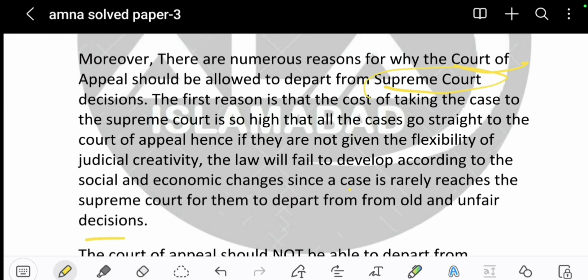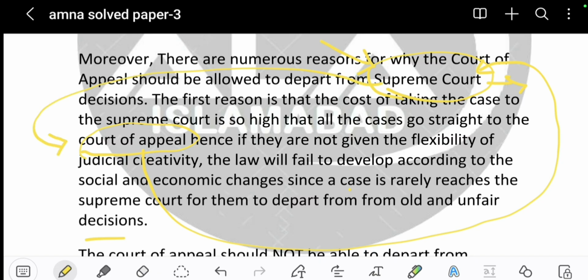If anyone wanted to go straight to the Supreme Court for their case, they have to pay a lot of charges. So that's the reason a lot of cases don't go to the Supreme Court. Instead, they go straight to the Court of Appeal. That's the reason the Supreme Court cases do not evolve or change. All the cases go straight to the Court of Appeal, but the Court of Appeal has to follow the Supreme Court's decisions, and after all, a lot of cases are not going there. Instead, they are going to the Court of Appeal. So the new cases are going straight to the Court of Appeal.